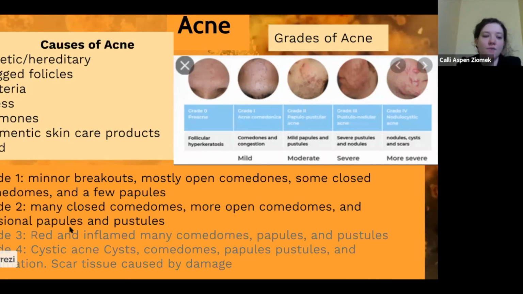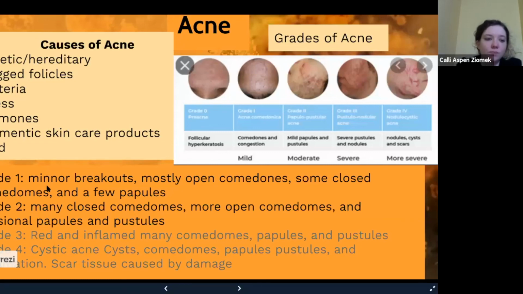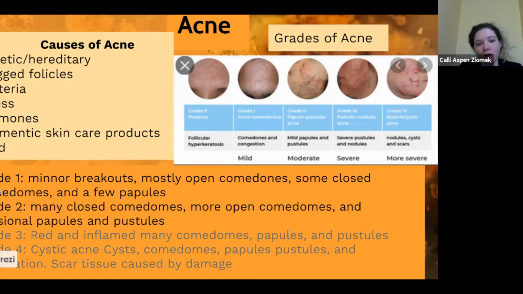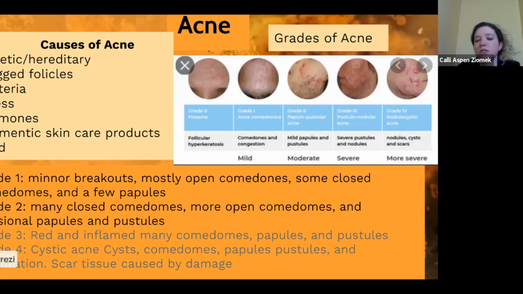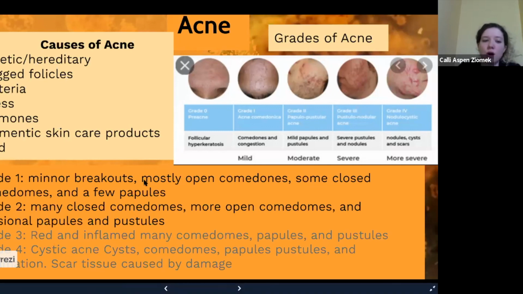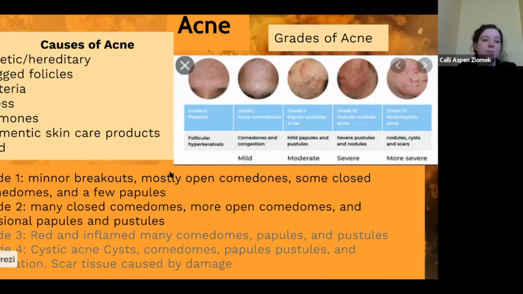So you have 4 grades of acne, and the first 2 is mainly where estheticians are going to be working. Grade 1 is your minor breakouts, mostly open comedones, so those blackheads, and then you'll have some white closed comedones, your whiteheads, and then a few papules, which are those raised bumps that do not contain pus.